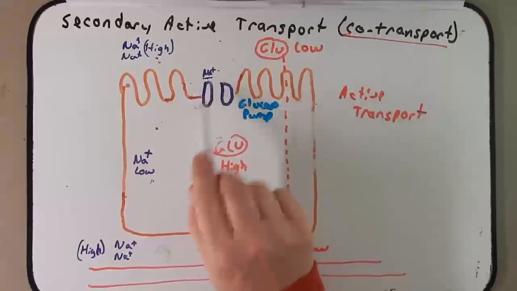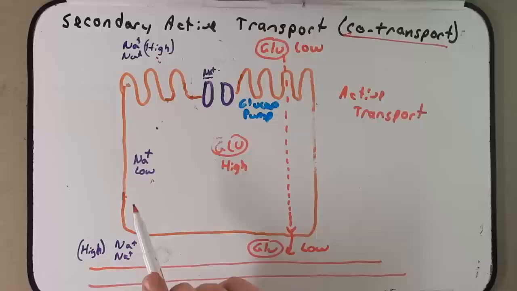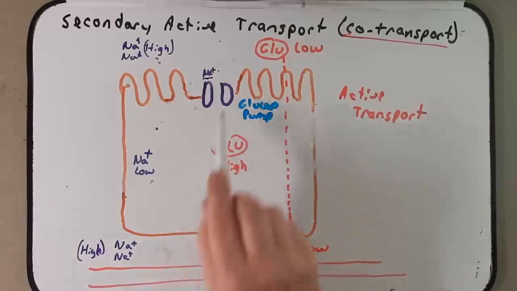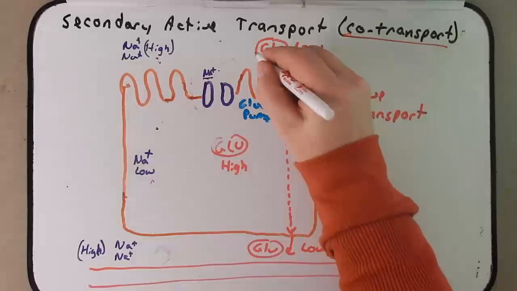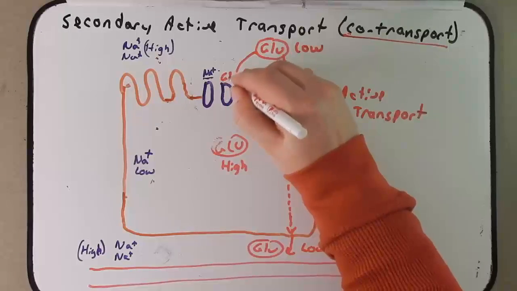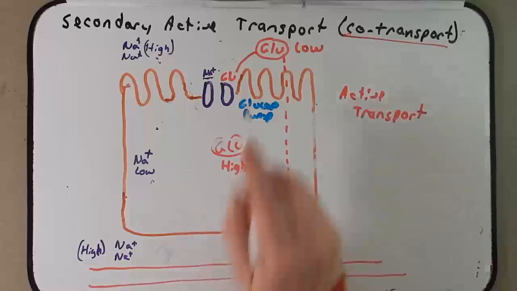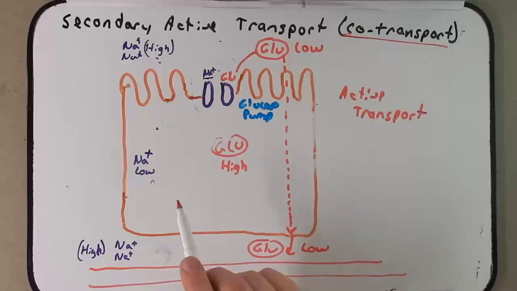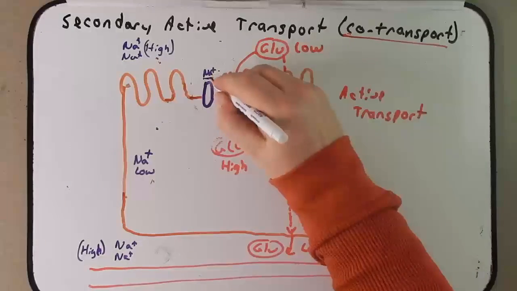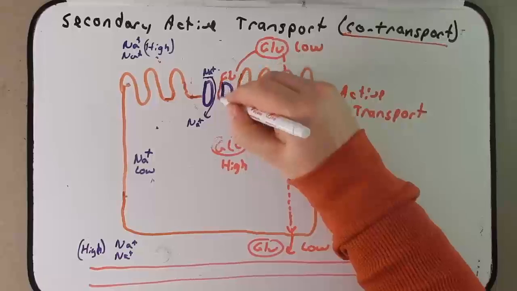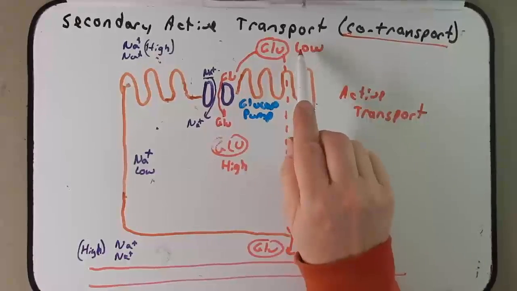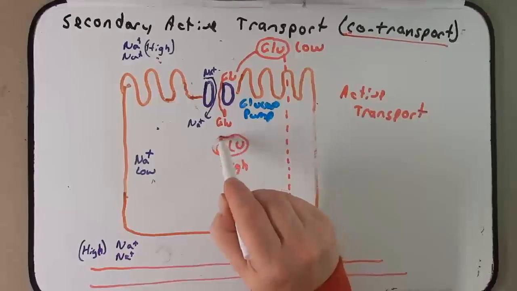When it binds to this glucose pump, there is another conformational change to the protein. So again, sodium binds to this pump, causes a conformational change. This allows glucose now to bind to this pump. Before it couldn't, but now it can because of that conformational change. When that happens, both sodium moves into the cell plus glucose.